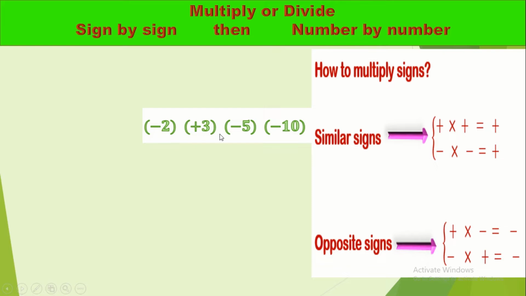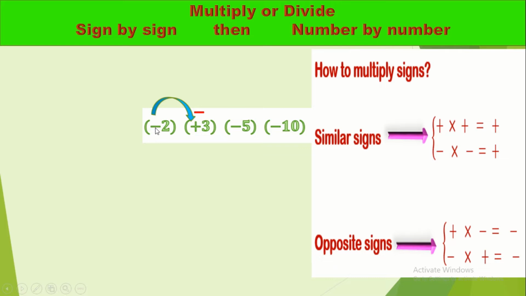Well, as you see here, we have an example: minus 2 into plus 3 into minus 5 into minus 10. We have nothing between these parentheses, so it means we have times. Now, how to multiply them? Let's start. We should multiply sign by sign, then number by number.